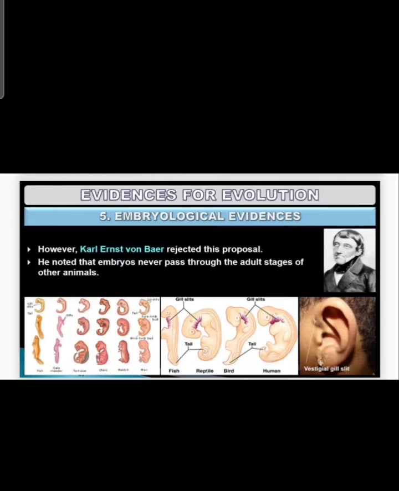He noted that embryos never pass through the adult stages of other animals. So embryos will not pass through the adult stages of other animals. So it was not accepted.